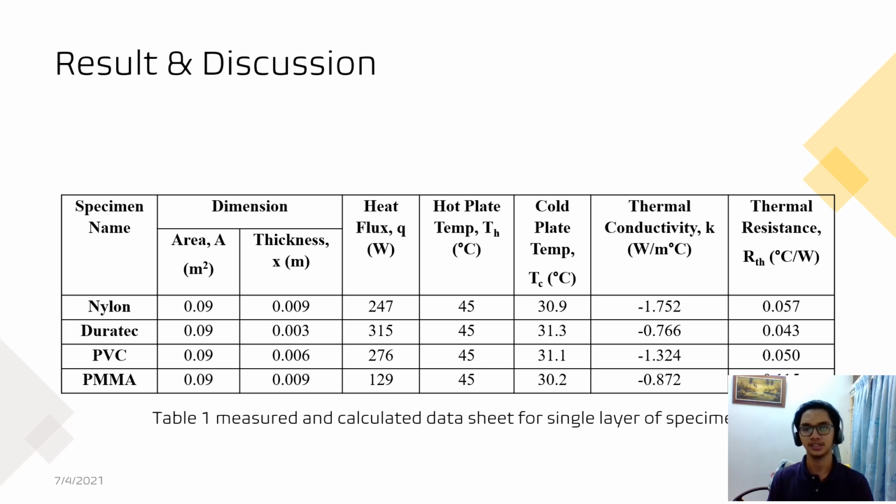The thermal conductivity is how well a material conducts heat. As for nylon, it is negative 1.752 watt per meter degree Celsius. Thermal resistance is a heat property and a measurement of temperature difference by which an object or material resists a heat flow. Basically, it is a reciprocal of thermal conductance. The thermal resistance of nylon is 0.057.